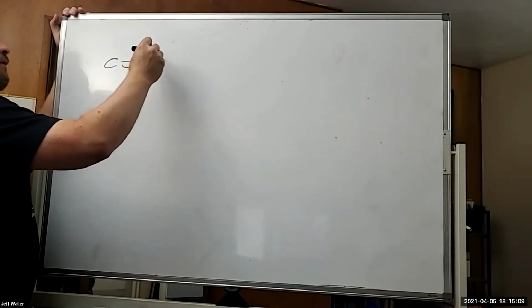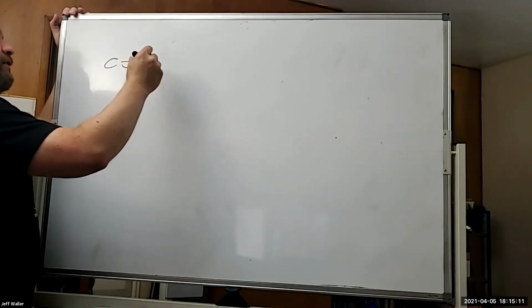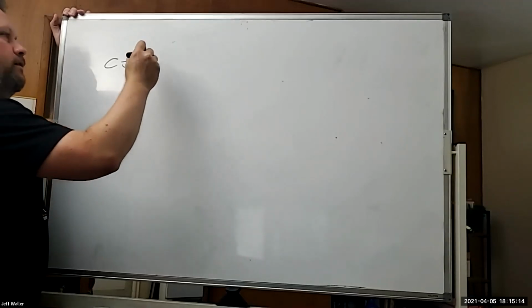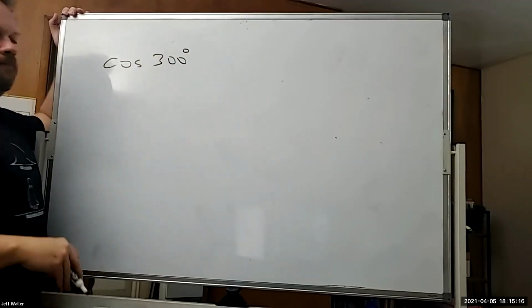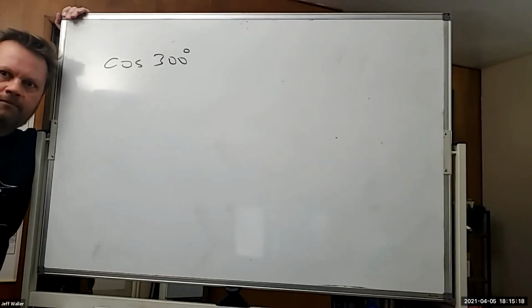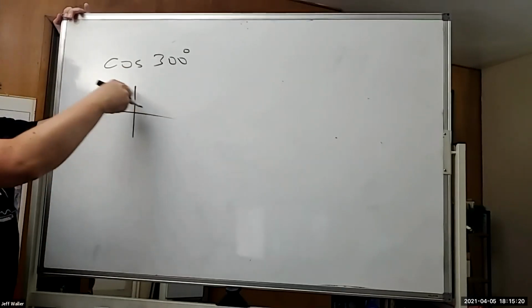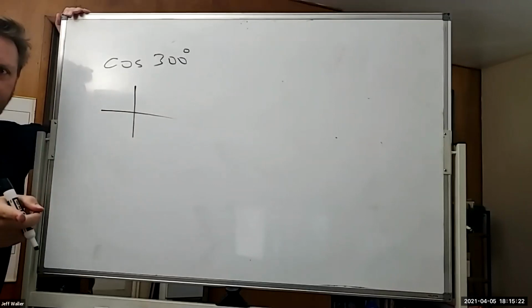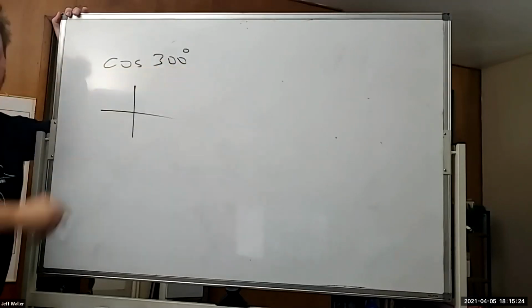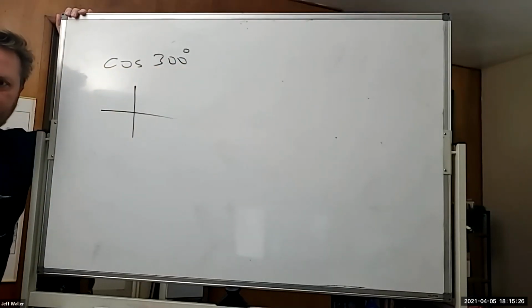Cosine of what, Jeff? I don't even know. Let's do 300 degrees, sure. So just take a minute, draw where that is, figure out the reference angle, and then figure out the value of this. Don't say anything out loud.